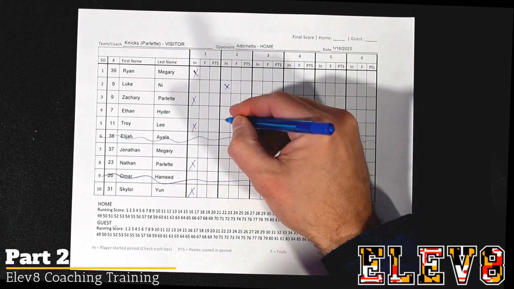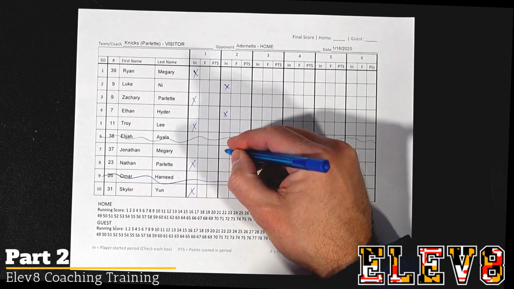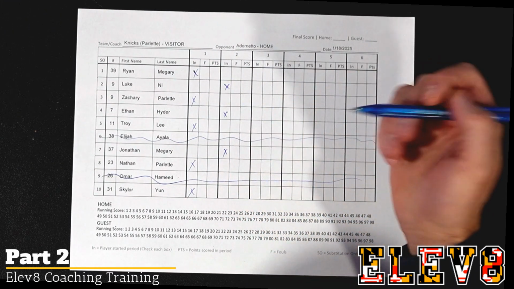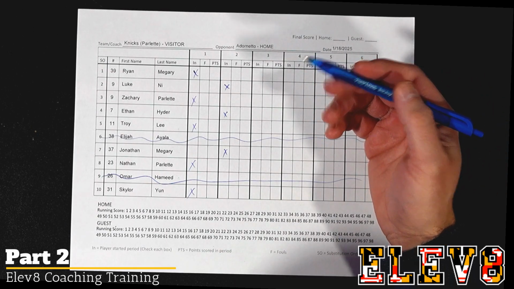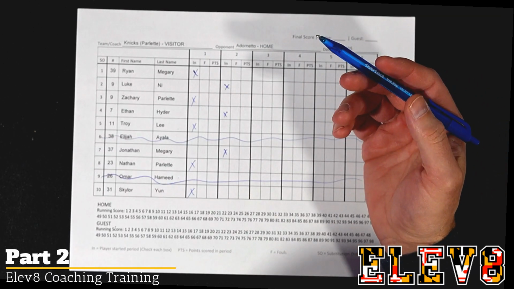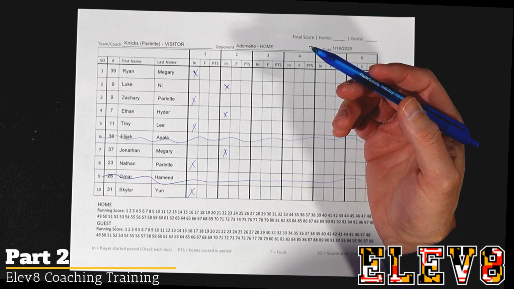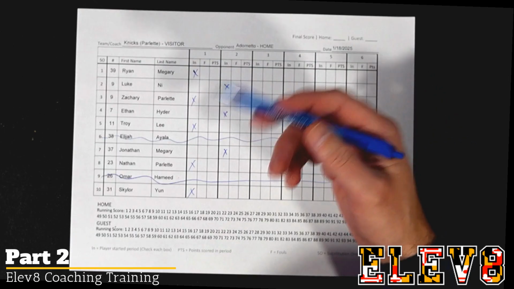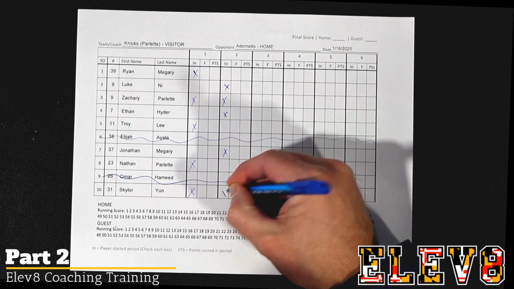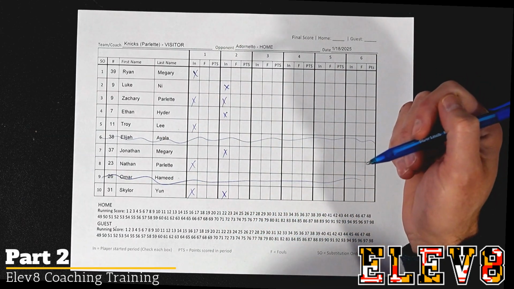I know because of the rules that these 3 players, Jonathan, Ethan, and Luke, are on the bench in period 1, so they're definitely playing in period 2. And now I need to pick 2 other players to play the next period. Again, I like mixing these up, so I'll play Zachary and Skylar an extra period.